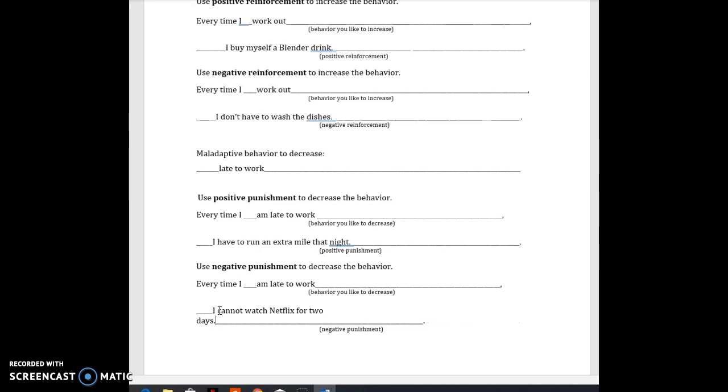If you are a parent or if you're living with your parents, I'm sure you remember a time where you engaged in a behavior that your parents didn't like and they took away certain privileges. That's what we mean by negative punishment. In negative punishment, we're taking away something that the person likes in order to decrease the chances of them repeating that behavior.